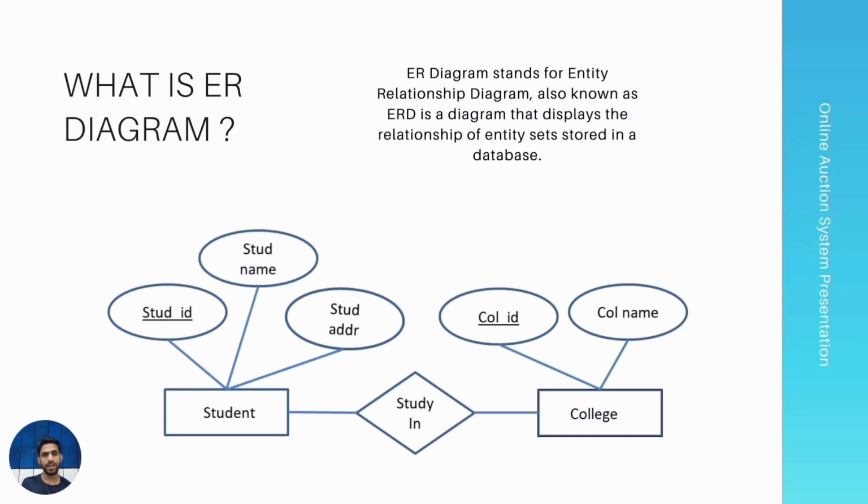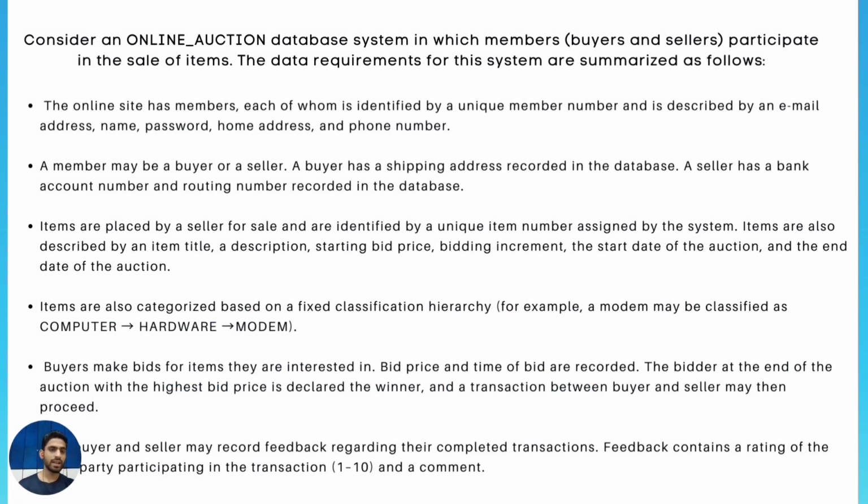Now the definition of an ER diagram is that it is a diagram that displays the relationship of entities that are stored in a database. First, consider an online auction database system where members can be either a buyer or a seller. Members participate in the sale of items. So there is only a database system. There are the items, and there are buyers who are going to buy something from the sellers. The seller has to show their items, and the buyer then will buy the item, and the transaction is completed.